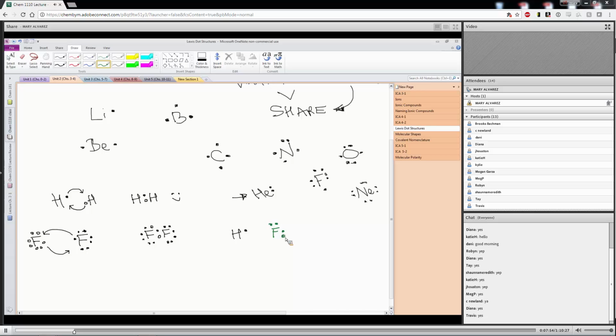Hydrogen wants 1 more, so it can have 2. Fluorine wants 1 more, so that it can have 8. So if we put these together, we can end up with a hydrogen fluorine molecule. I should have done some black here. One of those electrons coming from the hydrogen, 1 from the fluorine. Okay, so it's just a little bit of a puzzle. I've got a hole here, got a hole here. So this one can fill that hole and vice versa, and then they'll stick together and make a bond.